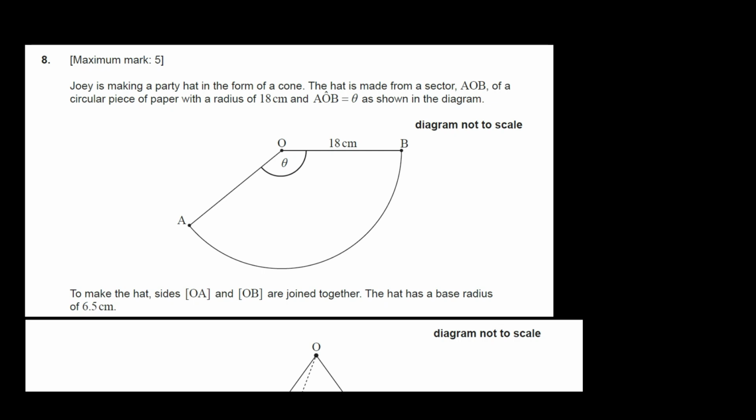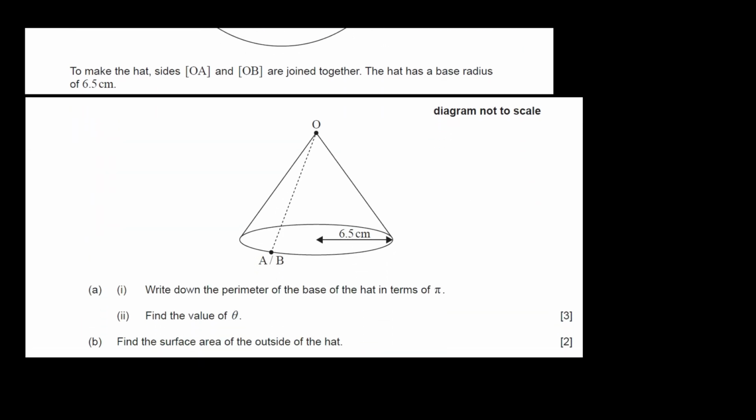This is a past exam question, exam from 2021. This one involves a bit of geometry, so let's have a look. Joy is making a party hat in the form of a cone. The hat is made from a sector AOB of a circular piece of paper with a radius of 18 centimeters and the angle AOB equals theta. We can see this over here. To make the hat, the sides OA and OB are joined together. We can see them. The hat has a base radius of 6.5 centimeters here below.